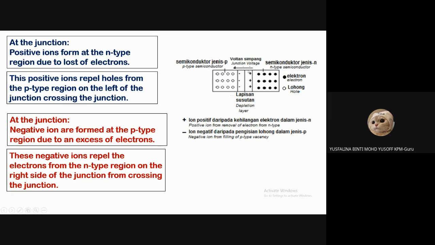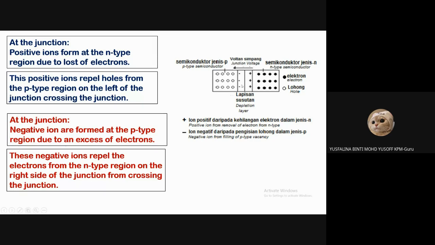So this positive ion repels the holes from the p-type region across the junction. Just now, the negative repels the electron to fill the holes, right? Now the positive charge also repels the holes from filling the electron here. So at the junction, negative ions are formed at the p-type, due to an excess of electrons.